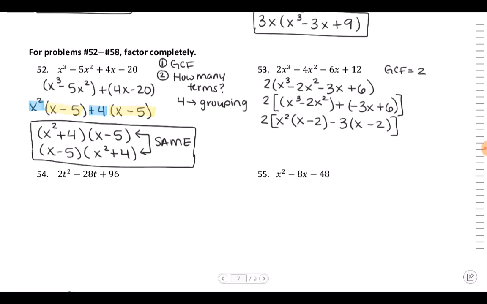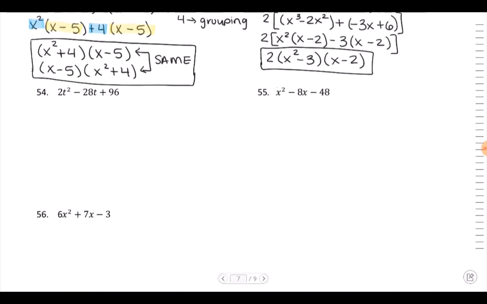Okay, and then your last step here is to do the final factoring where you put your x squared minus 3 here, and then you put your x minus 2 there. Again, that was what was distributed. Now you notice that 2 is still in the front there, right? So you want to make sure that 2 is still there in your final answer.